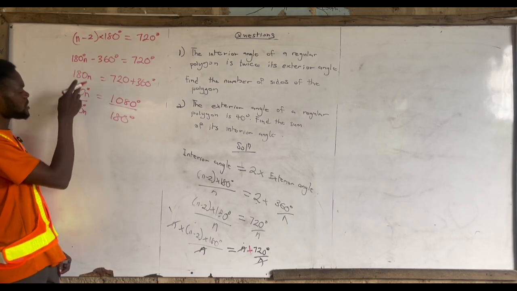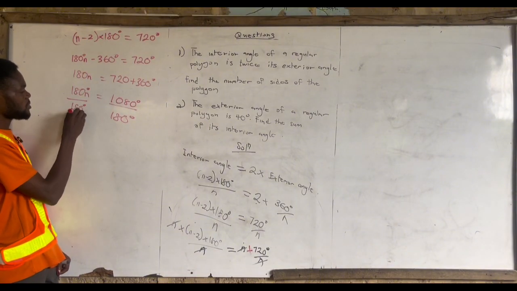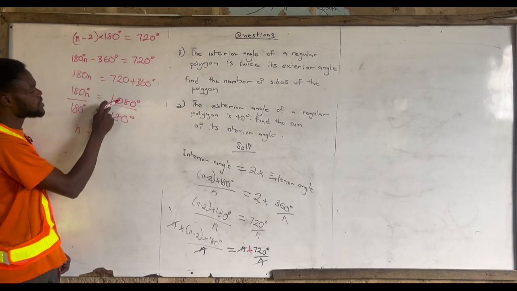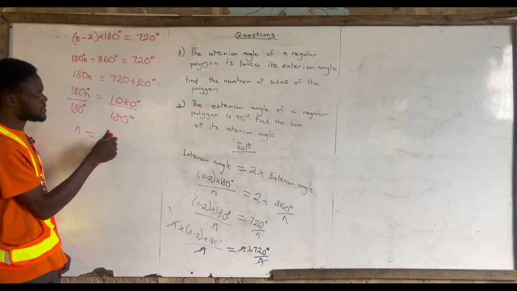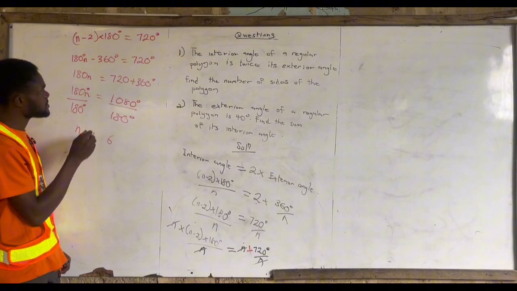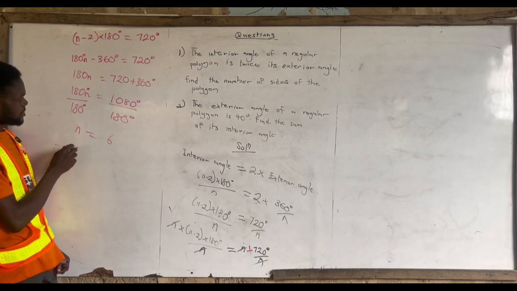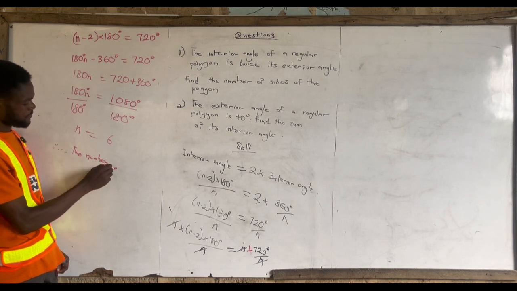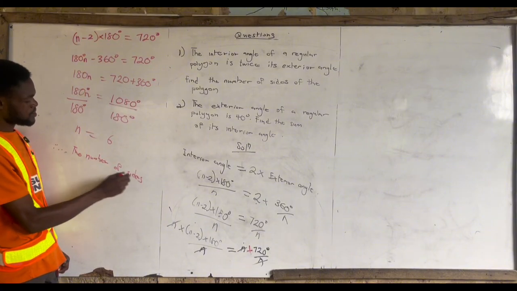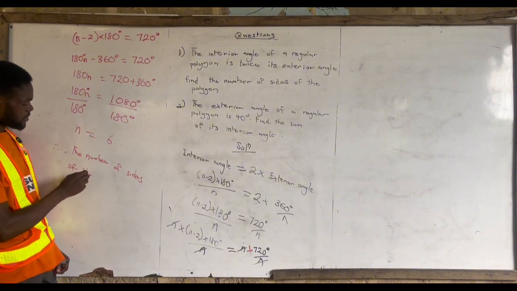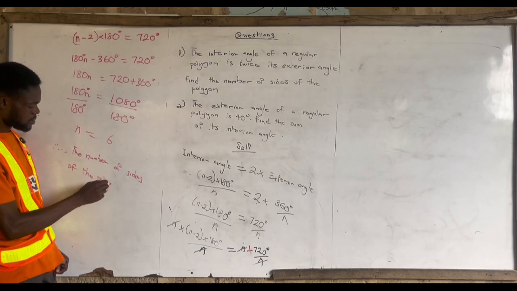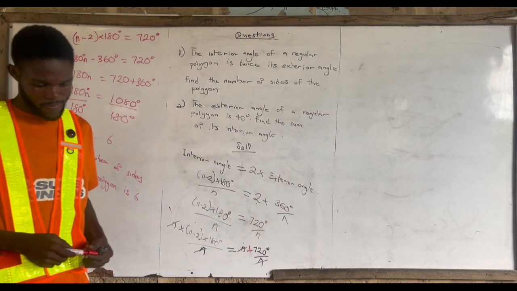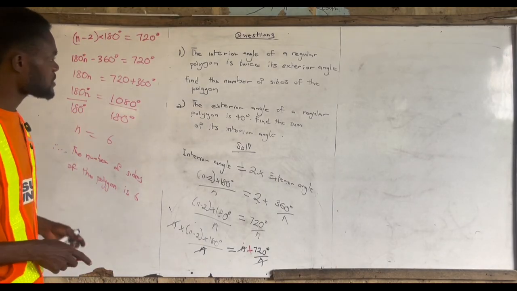So 180 degrees will cancel 180 degrees. Sorry, there's no n here because we are finding n. So we're going to have n is equal to 1080 divided by 180, which is 6. So therefore the number of sides of the polygon is 6. Okay, so that is that.